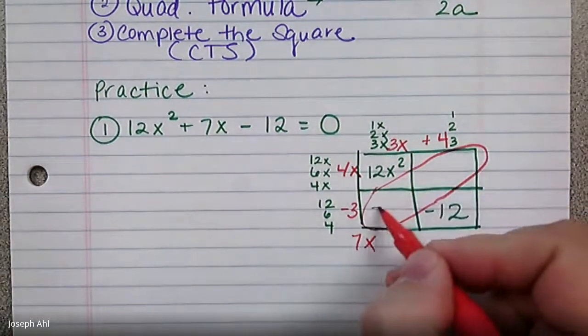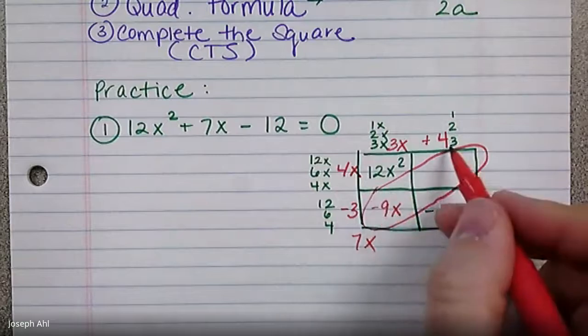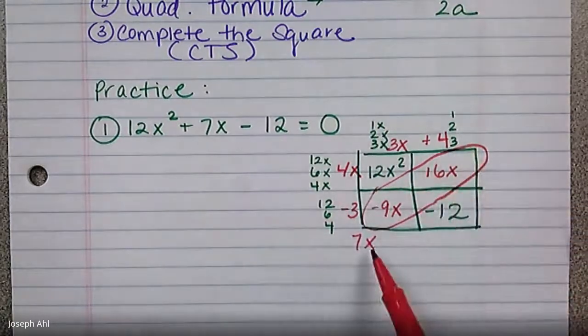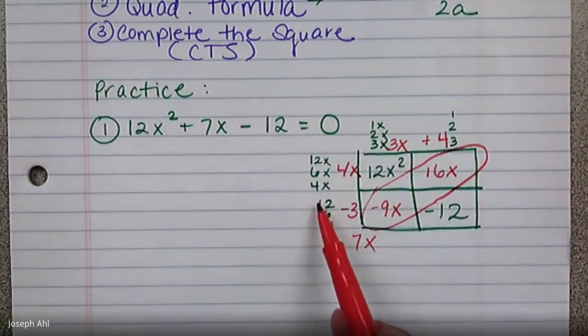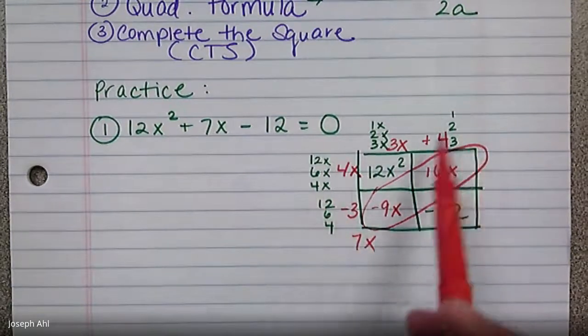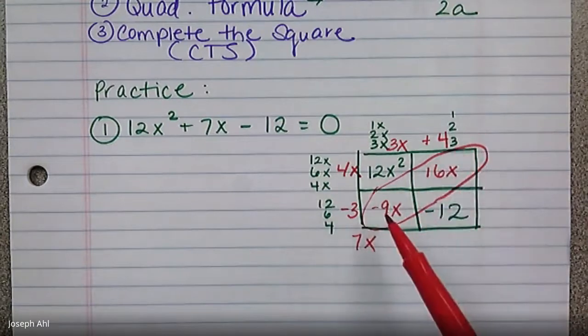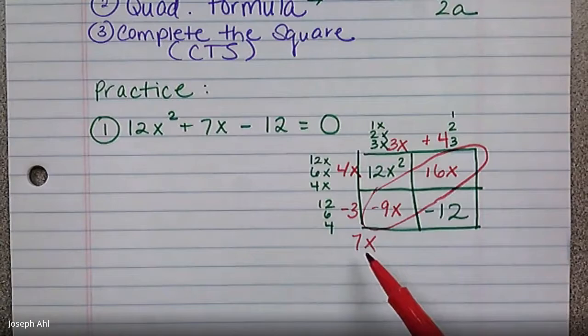So this winds up being negative 9x in this box, and then this would wind up being a total of 16x, 4 times 4. So there's my total of 7x. But notice how, again, that list of all the factors of 12 in both of these locations, we'd have to consider them in both spots. This is going to wind up being factorable. Certainly not easy to do.